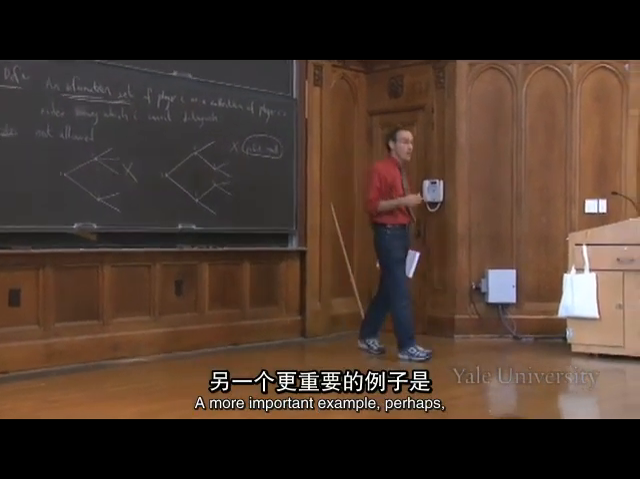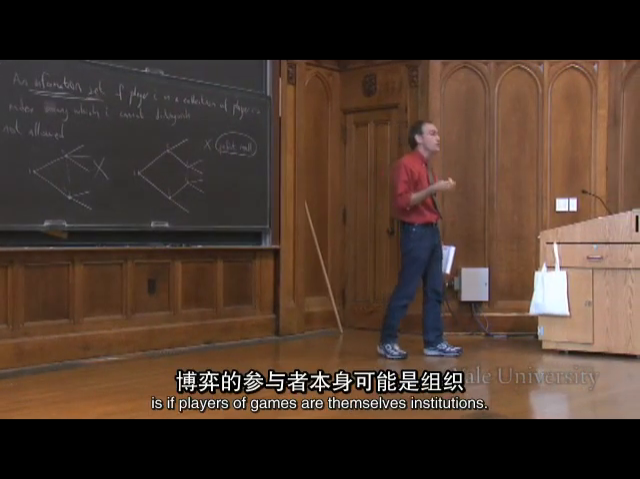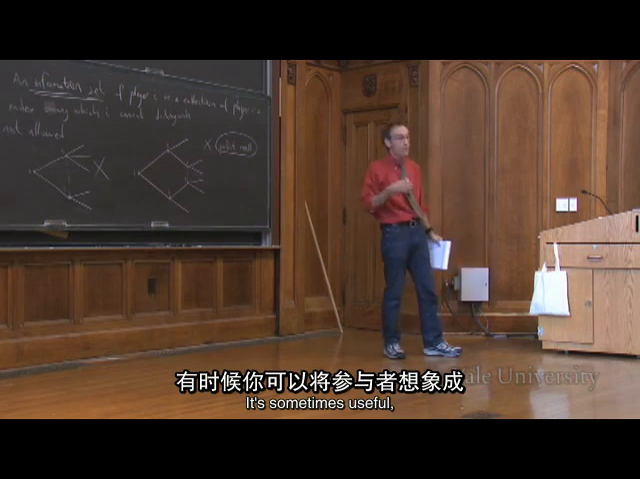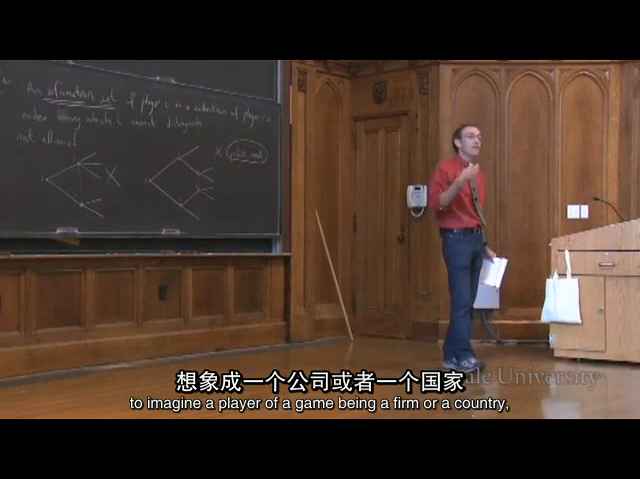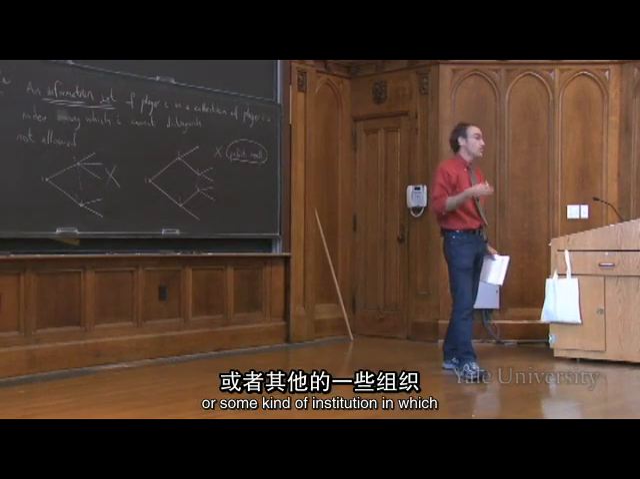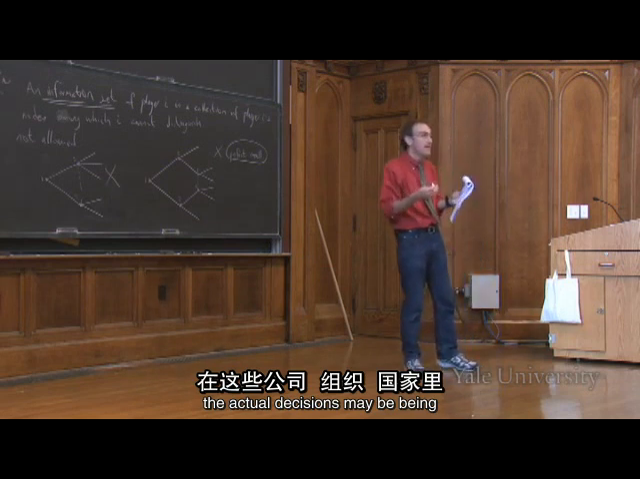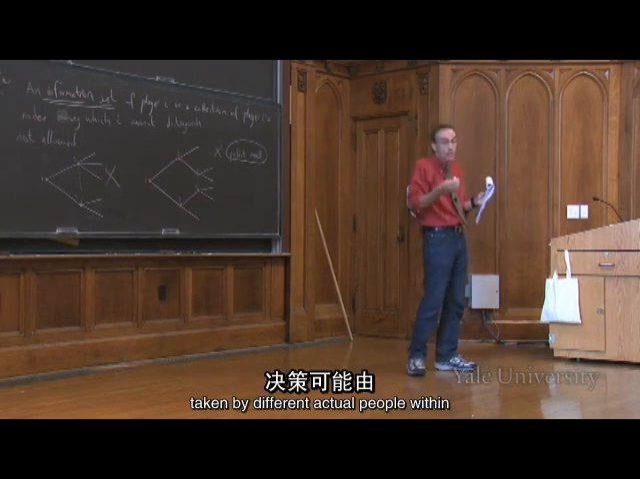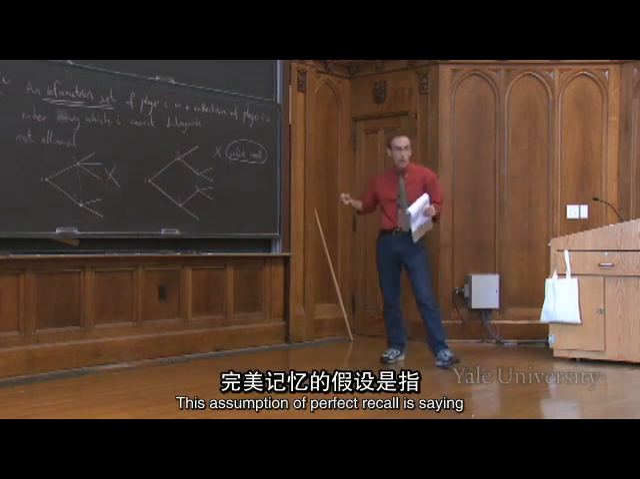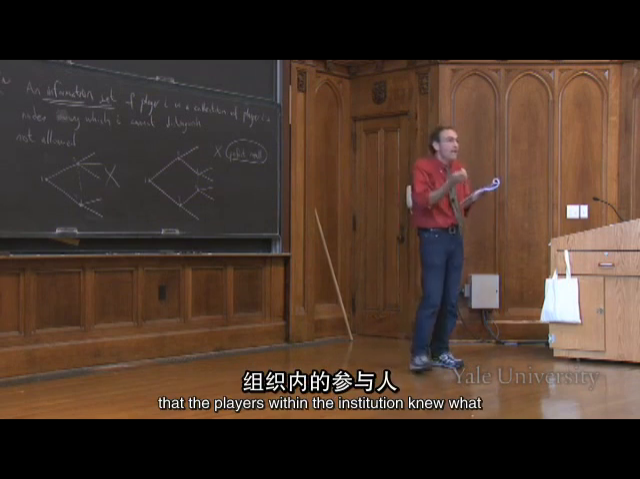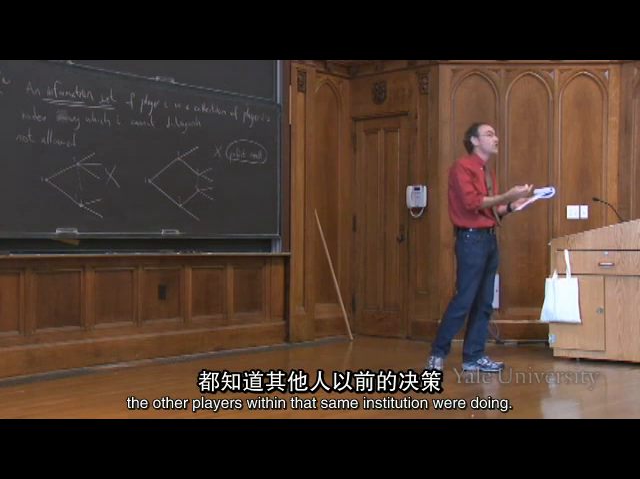A more important example, perhaps, is if players of games are themselves institutions. It's sometimes useful, and we've often talked about it in this class, to imagine a player of a game being a firm or a country or some kind of institution in which the actual decisions may be taken by different actual people within the firm, institution or country. And this assumption of perfect recall is saying that the players within the institution knew what the other players within that same institution were doing.